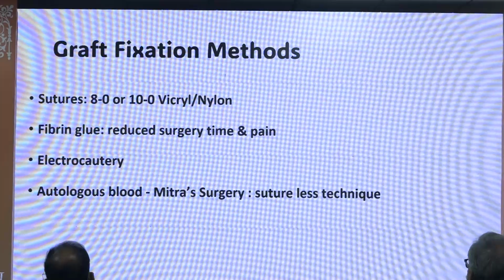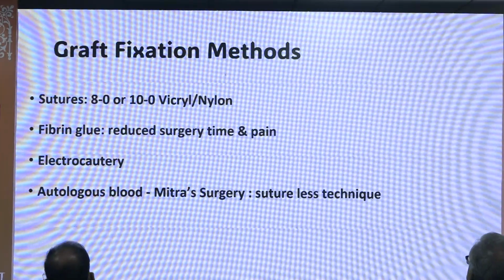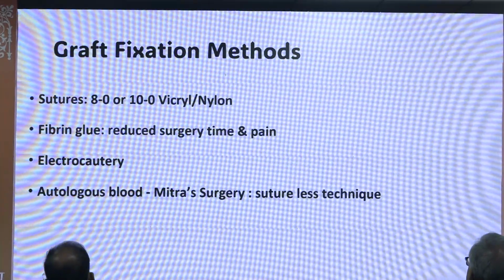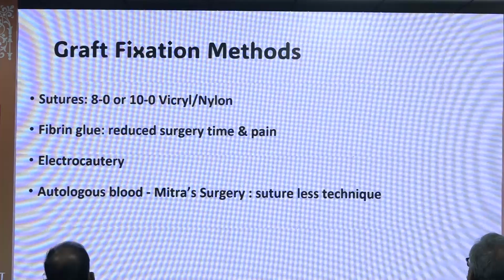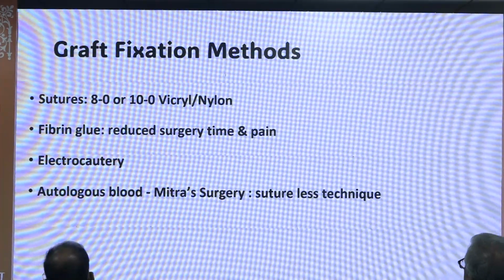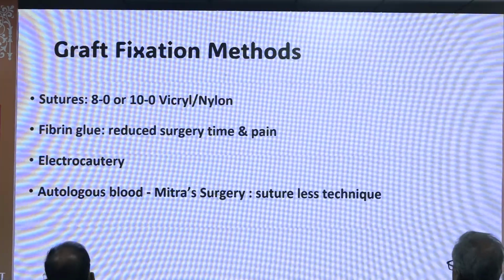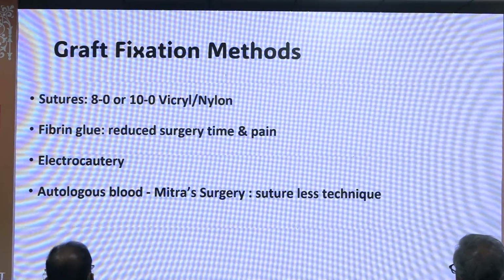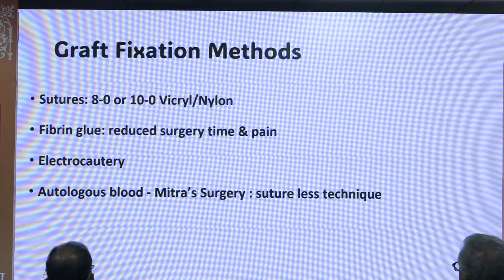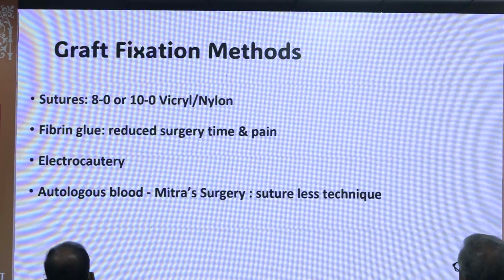Now all the process of taking out the pterygium is done, all the process of taking out the graft is done. Now how to fix the graft? There are a few methods. We can attach it with a suture, fibrin glue, electrocautery, or autologous blood, named Mitra's surgery after our Chief Inspector Dr. Shantanu Mitra, and he will discuss it later in his talk.